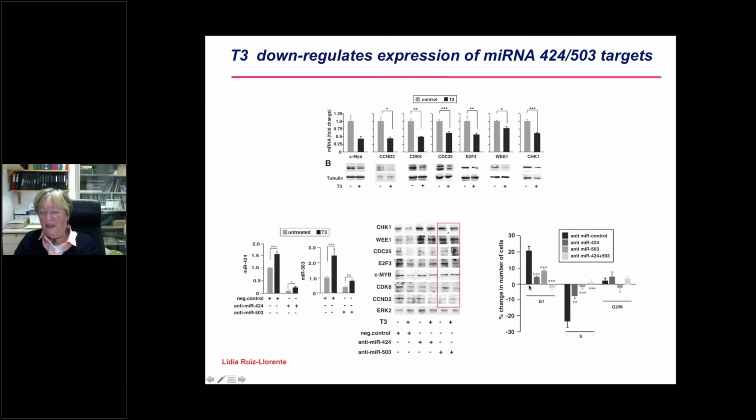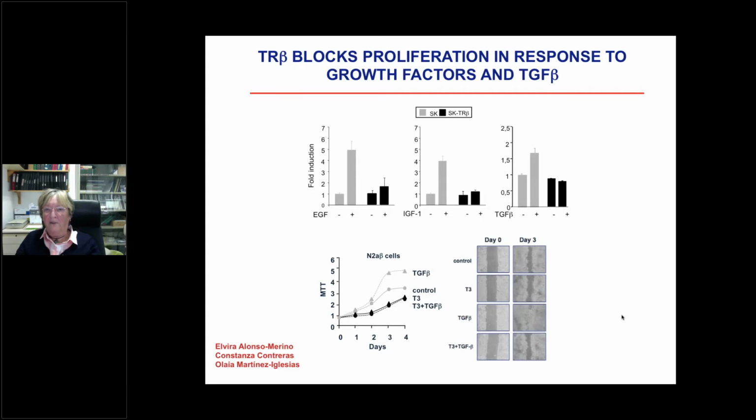As you could see, the cells that are treated with T3 show increased percentage of cells in G1 with a concomitant decrease in the number of cells in the S phase. But when these microRNAs were knocked down, the inhibitory effect of T3 on cell cycle progression essentially disappeared. Therefore, this is an important component of the anti-proliferative mechanism of the thyroid hormone receptor beta in these cancer cells.